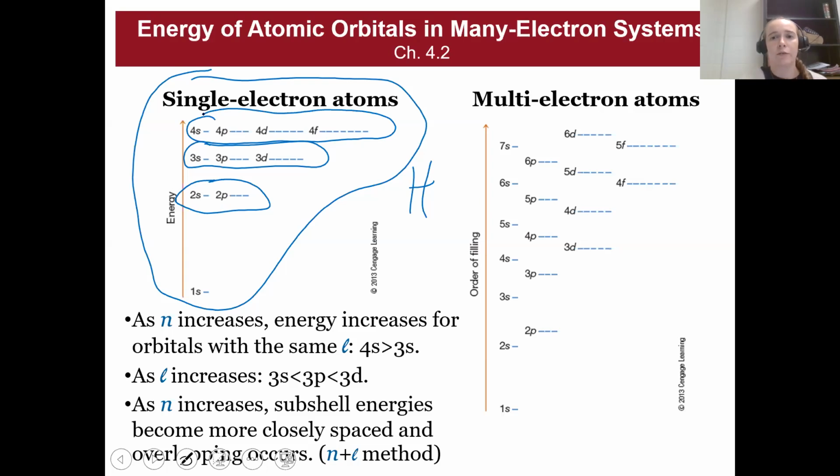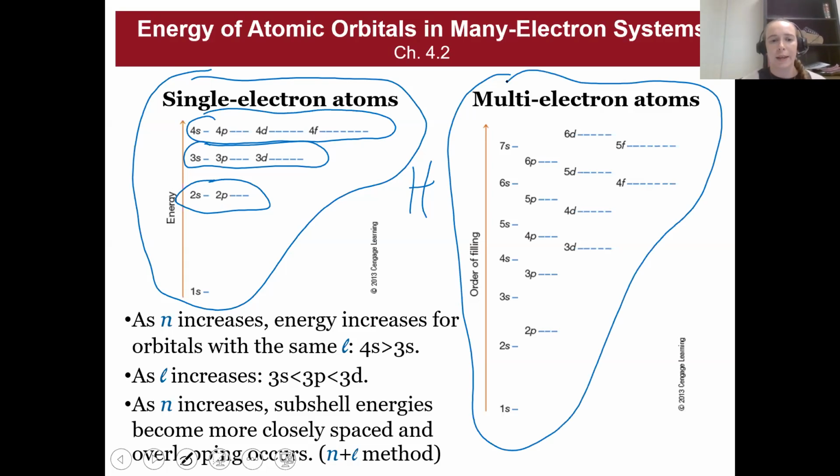That's not the case for multi-electron atoms. In multi-electron atoms, we see something called splitting in these energy levels. For example, the n equals 2 energy level splits into the 2s and 2p orbitals, and they have different energy.